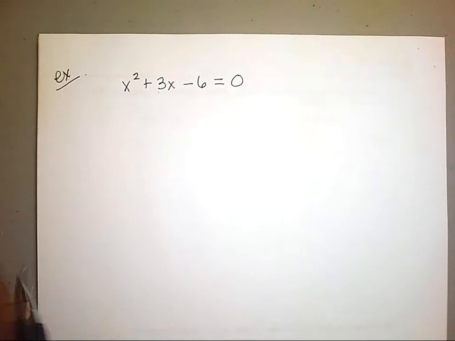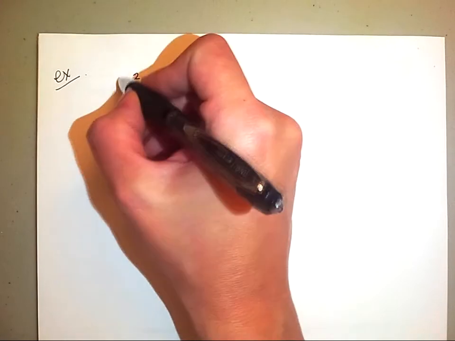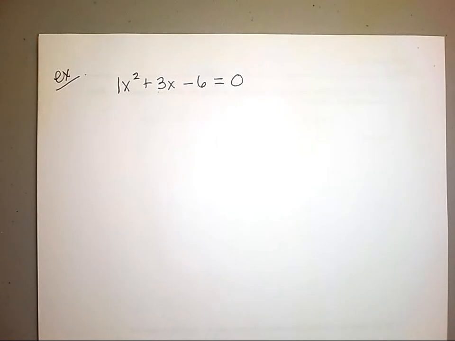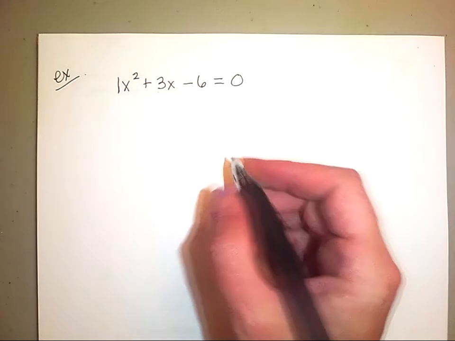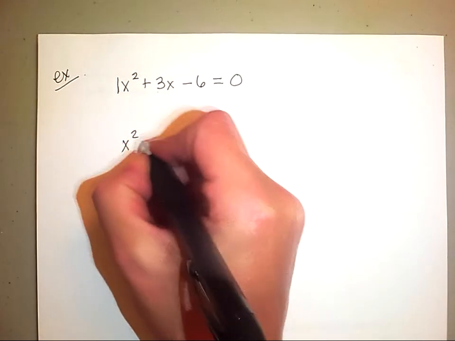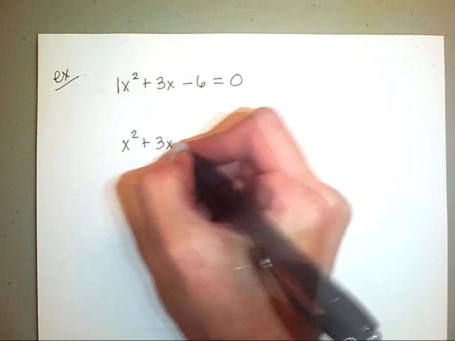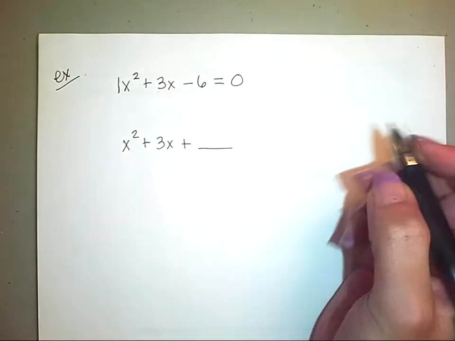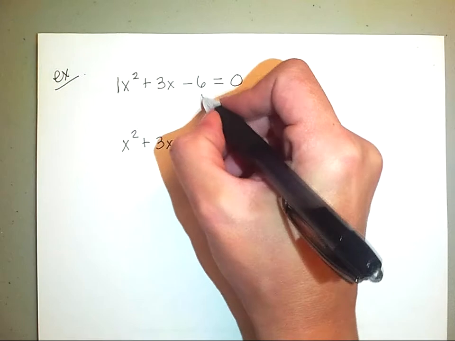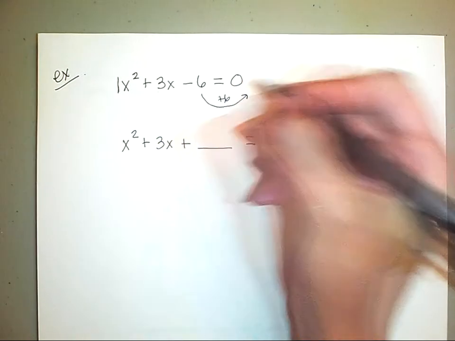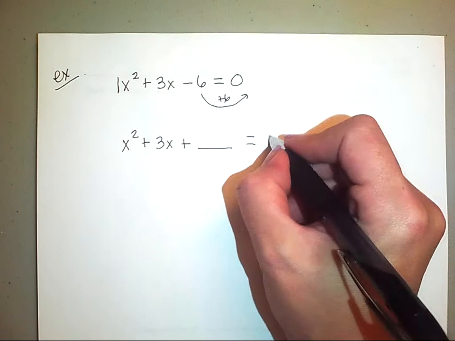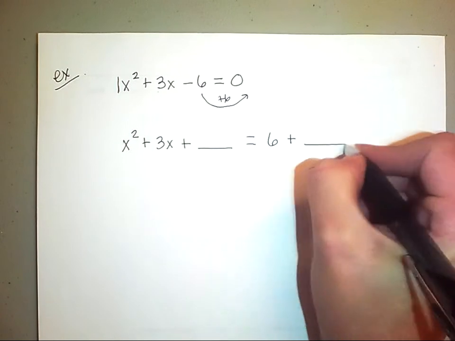So step 1, the coefficient on x squared is 1. Good. Now, step 2, let's prepare to complete the square. To do that, I leave the x's on one side, and I'm going to add something to that. And I need to move this 6 over by adding 6 to both sides. And remember, whatever I add here, I also have to add here.